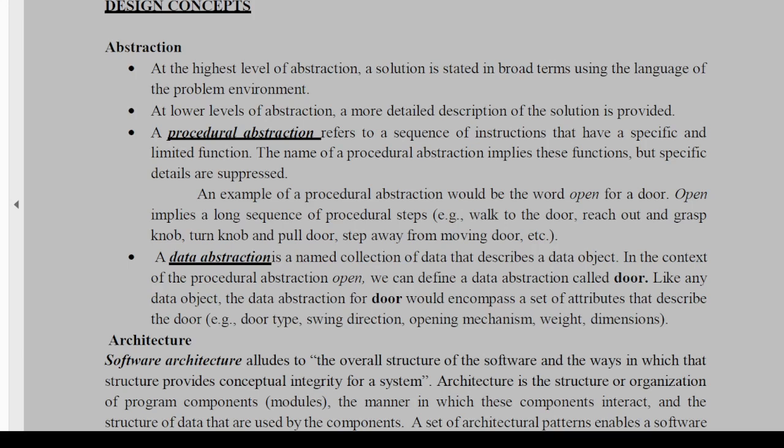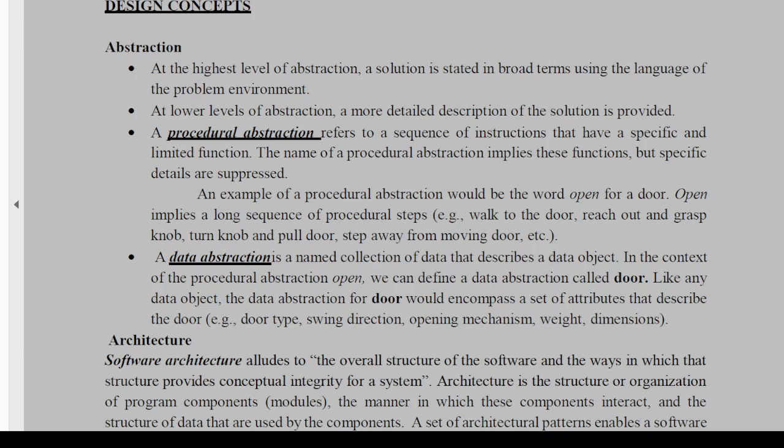Abstraction is the act of representing essential features without including the background details or explanation. Many levels of abstraction can be posed. High level of abstraction, lower level of abstraction, and procedural abstraction is there, and data abstraction.